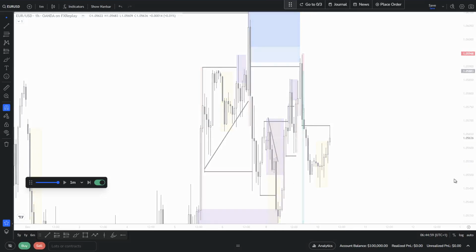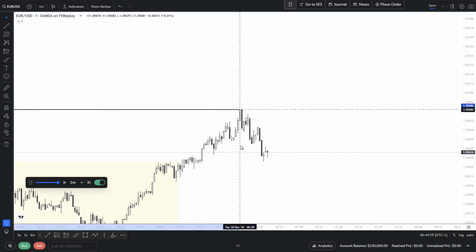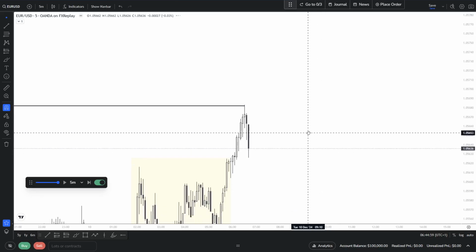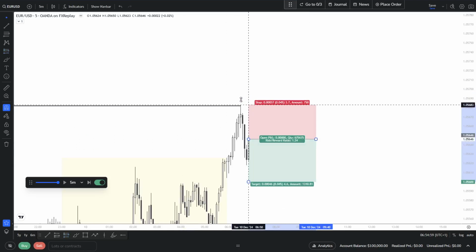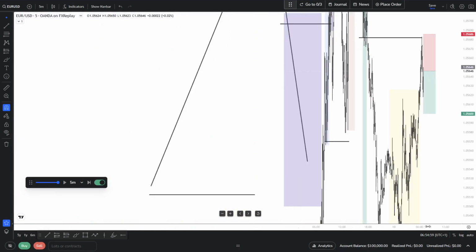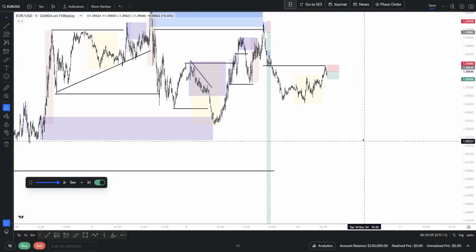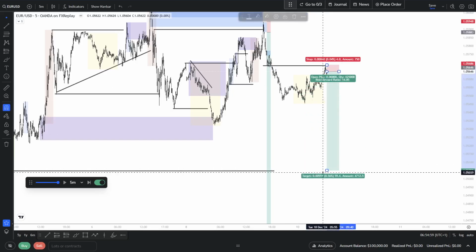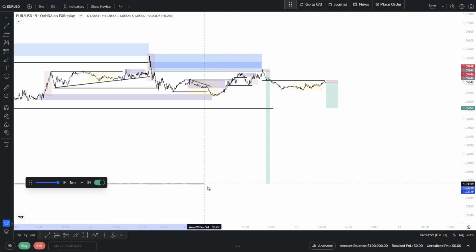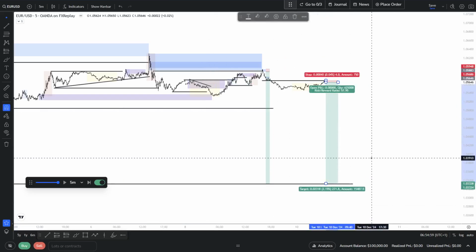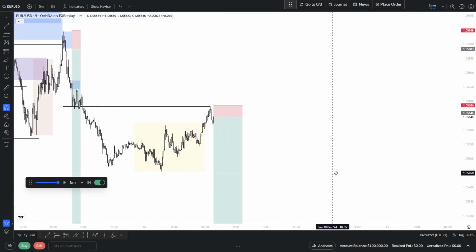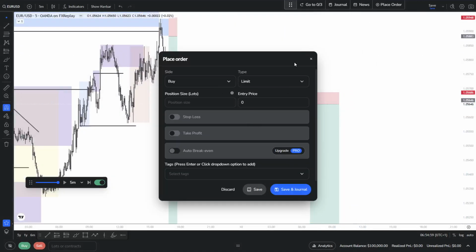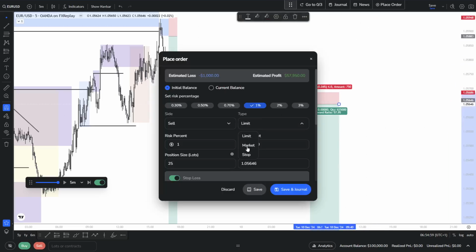Delete. Okay, M1. M5. Okay, give me a pullback. There we go. Market execute. 4 pips. Let's make it 4 pips, right? Target what? First target. Second target, right? Okay. Where is this? Place order. Sorry. Place order. Market. 1% risk. Save.